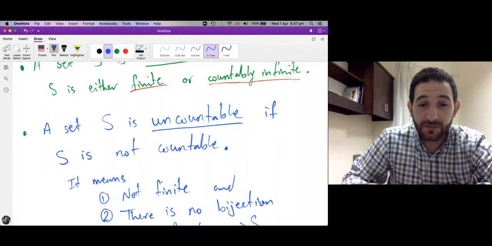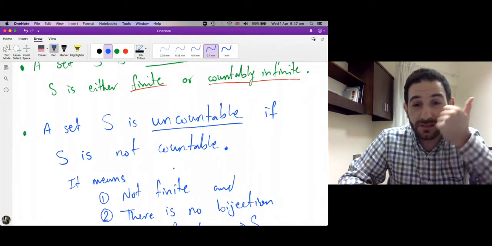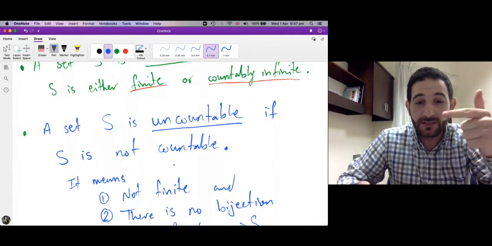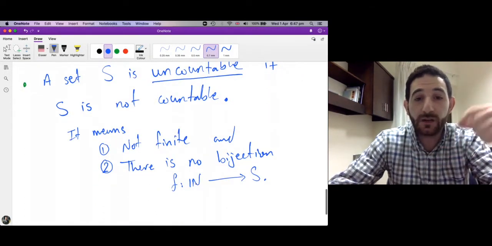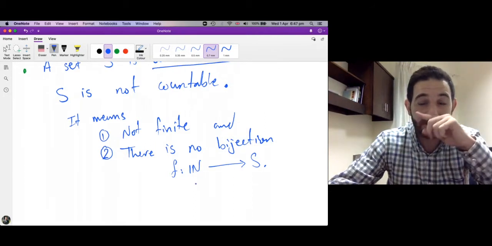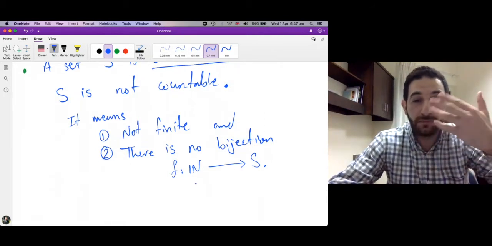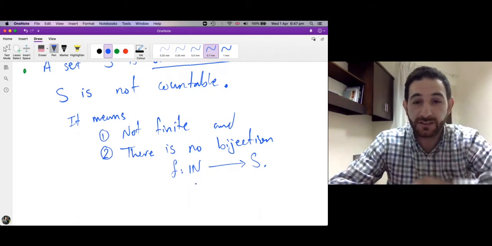It means it is not finite, so it's an infinite set, but not only is it infinite, it is infinite to the point that you cannot find a bijection with N, which means you cannot list its elements. You cannot mention all the elements of S.